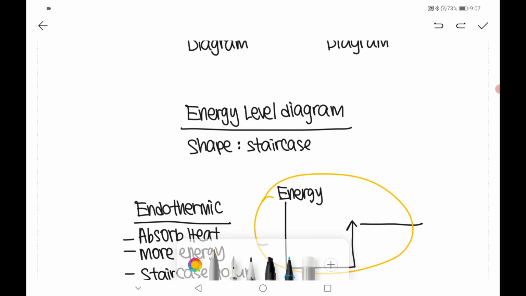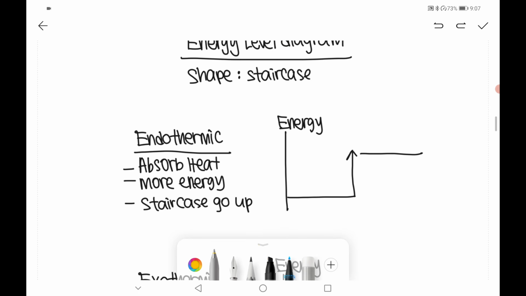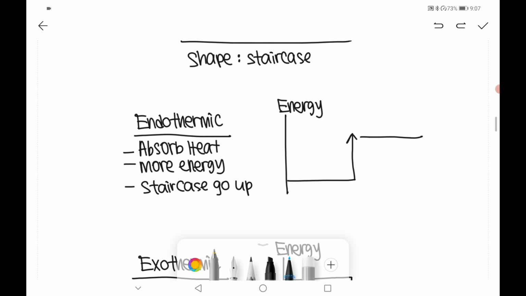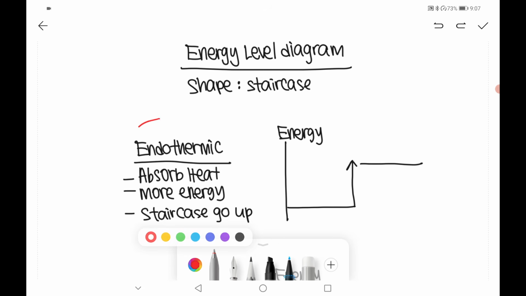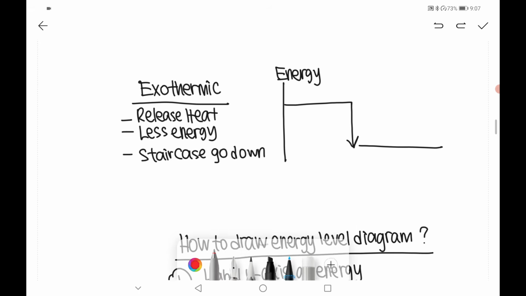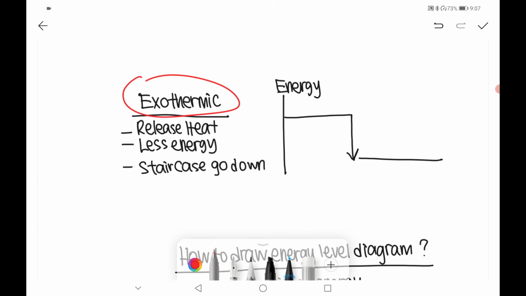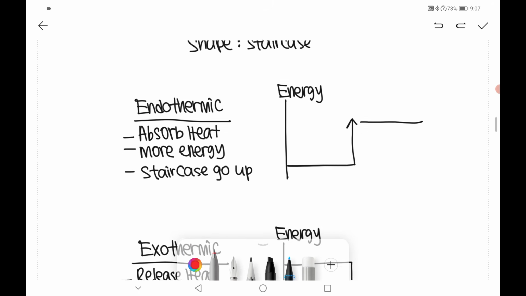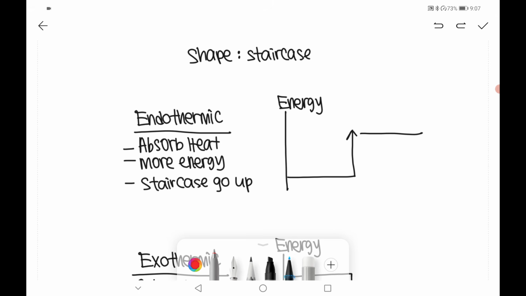Next, I want to show you the difference between endothermic and exothermic reactions. What is the energy level diagram for endothermic and what is the energy level diagram for exothermic? You can see for endothermic, we absorb the heat, right? Endothermic, en, enter, the heat enters, goes in.